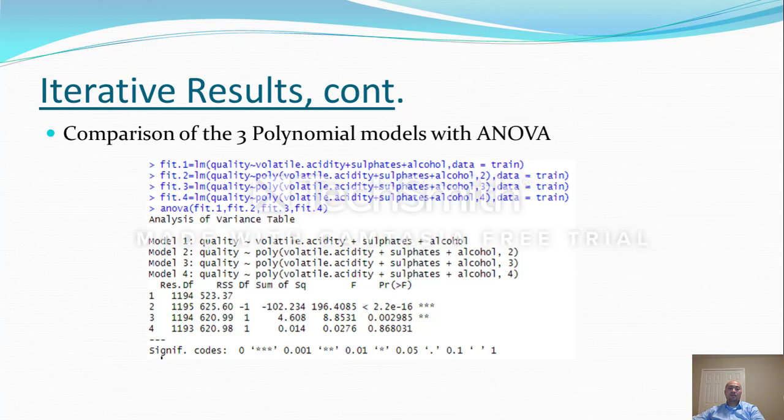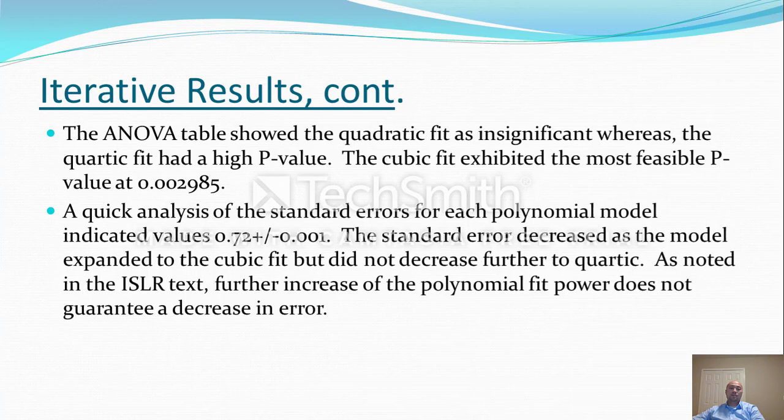Now here's a comparison of the three polynomial models with the ANOVA function. And the ANOVA table showed that the quadratic fit is insignificant, whereas the quartic fit had a high p-value, thereby making the cubic fit the most feasible with the p-value at 0.002985. And a quick analysis of the standard errors for each polynomial model indicated values at 0.72 plus or minus 0.001. The standard error decreased as the model expanded to the cubic fit, but did not decrease further to quartic.